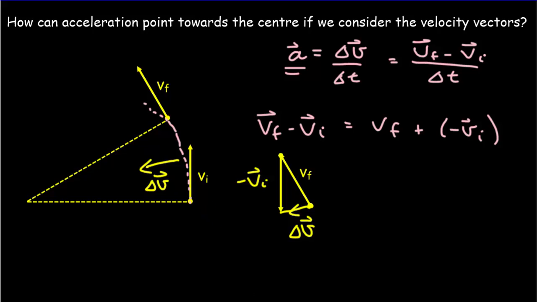Of course, another way to subtract vectors is to place them tail to tail. So if I take my vI vector and place it tail to tail with vF, then the change in the velocity vector is going to point from the head of vI to the head of vF. So once again, you can see that that change in velocity vector points towards the center of the circle.